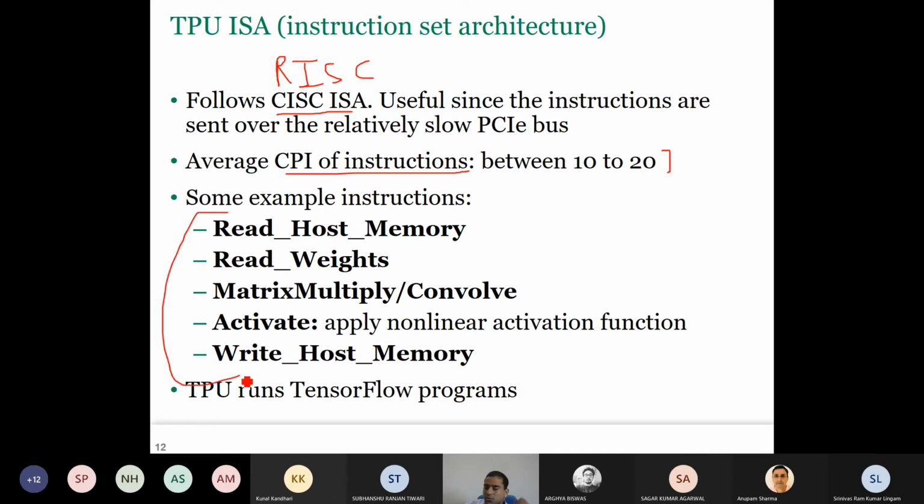Here are some example instructions. You don't have to memorize them. They are self-explanatory. And now coming to software.